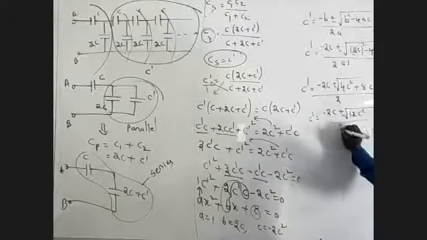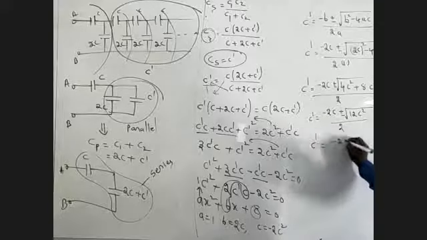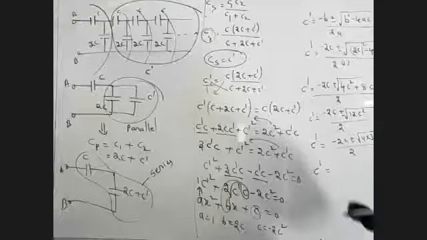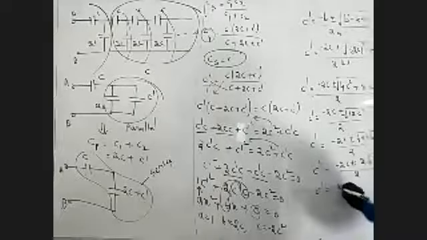C dash is equal to minus 2C plus or minus root of 12C square by 2. We can write 12C square as 4 into 3 into C square. So C dash is equal to minus 2C plus or minus 2 root 3 C by 2. Taking 2 common, the 2s cancel each other. C dash value is equal to minus 1 plus or minus root 3, into C. This is your answer.